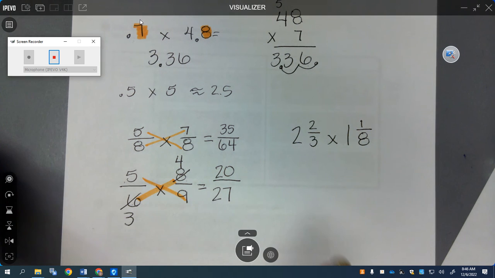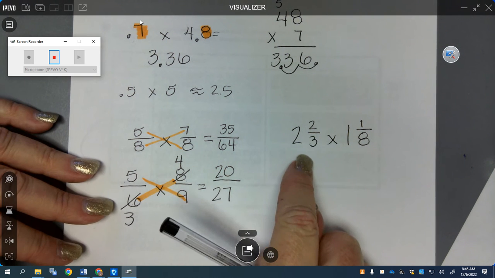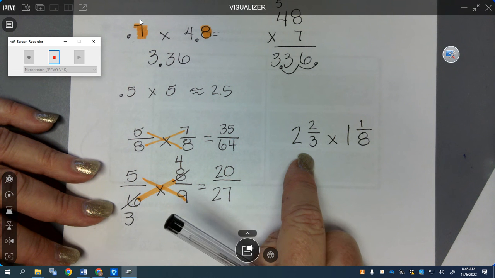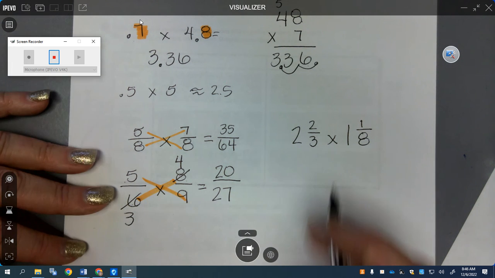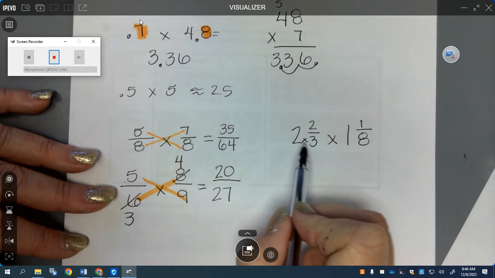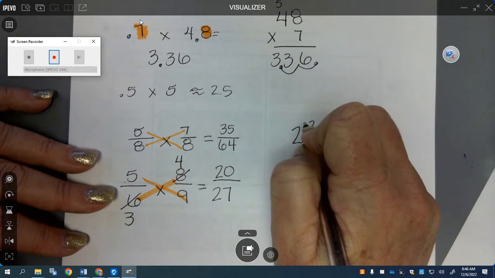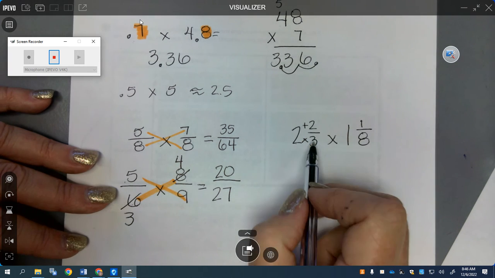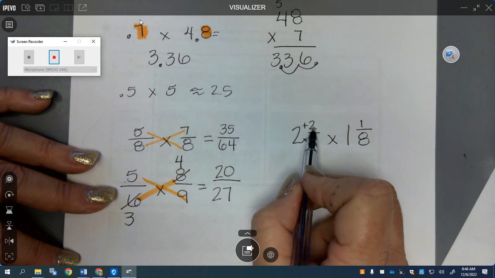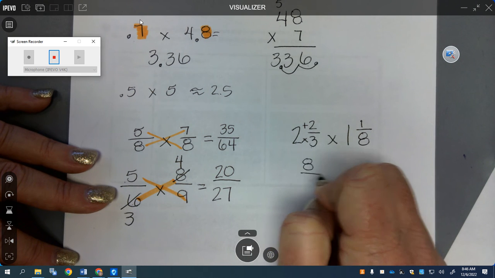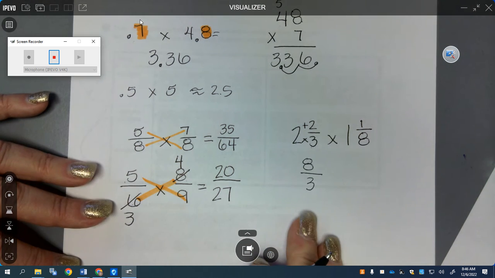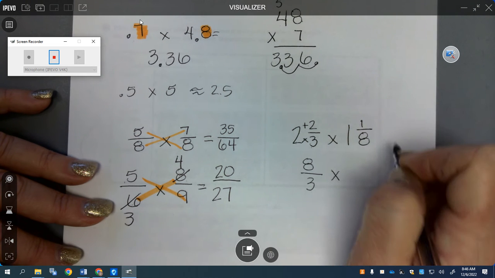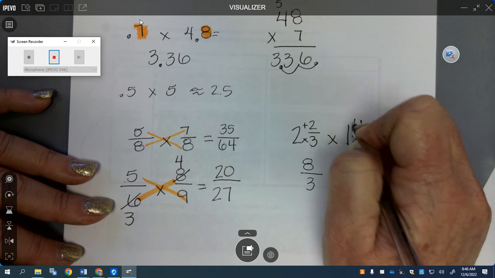So basically, we're going to take this mixed number and we're going to make it an improper fraction. And to do that, you multiply the denominator times the whole number and you add the numerator. So 3 times 2 is 6. 6 plus 2 is 8. So this becomes 8/3. Okay, over here, 8 times 1 is 8 plus 1 is 9/8.